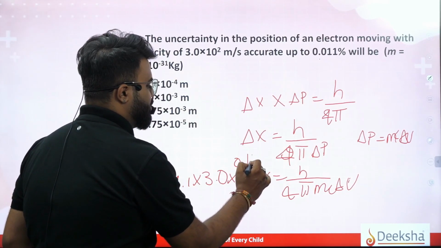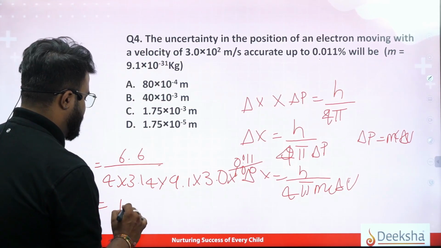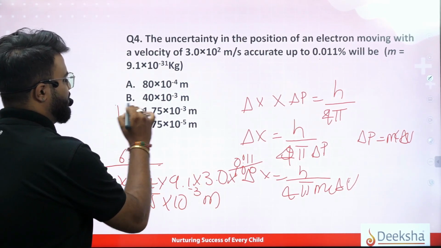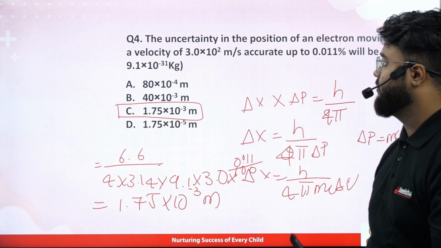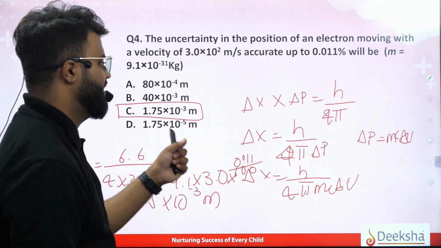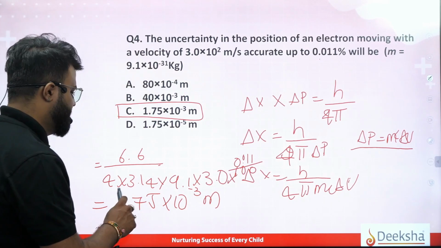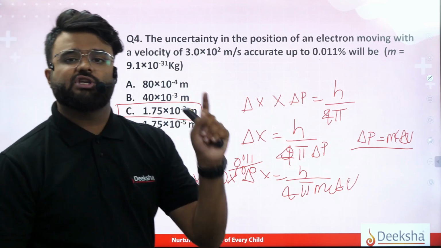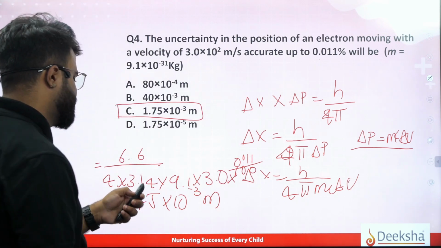So we will write 0.011 divided by 100. If you solve this, your answer will be 1.75 into 10 to the power of minus 3 meter. If you use this formula, that is the uncertainty principle formula, delta x into delta p is equal to h by 4 pi. We know that delta p, this is the formula. When we substitute, the answer will be 4 into 3.14 into 9.1 into 3.0 and 0.011 divided by 100. So the correct option is answer C.